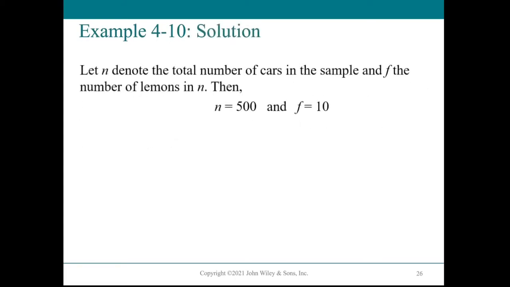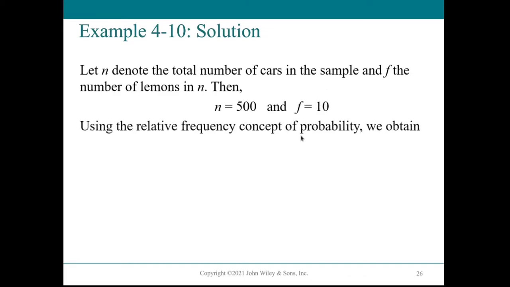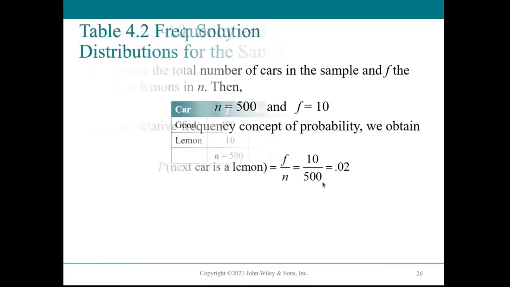So the solution here is, your sample size is 500 because you randomly selected 500 cars. And the times that you found a lemon in there, or a defective product, is 10 times. So the probability of having a defective car the next time a car is manufactured is basically f over n. So 10 over 500, that's 0.02. That's the probability of that.